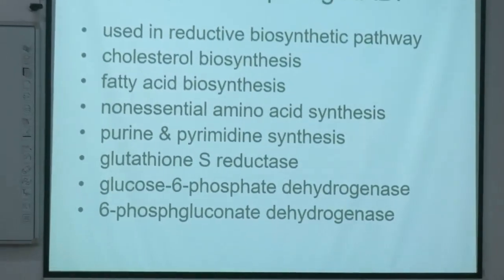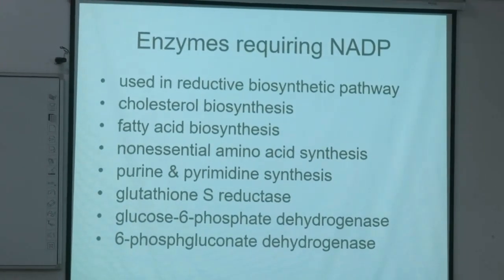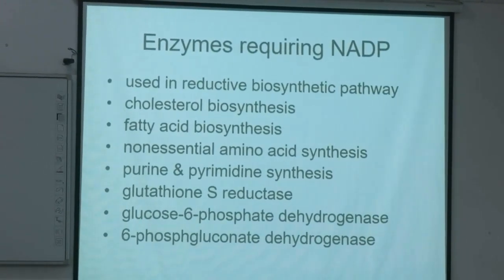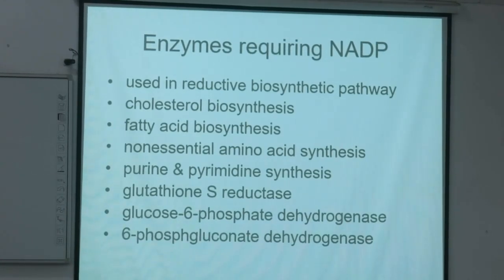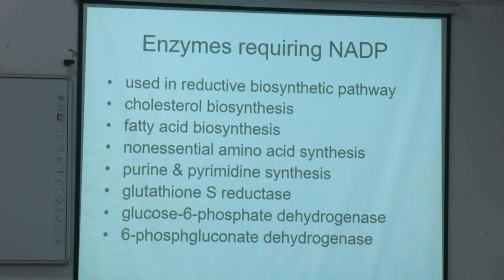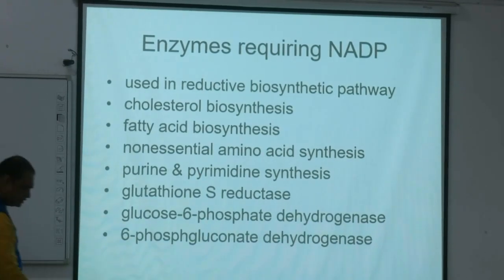NADP is mostly required in reactions which are part of biosynthetic pathways. Say for example, biosynthesis of cholesterol, biosynthesis of fatty acid. So these pathways are called reductive biosynthetic pathways. They require reduction in biosynthetic pathways. There we require NADPH, NADP, etc. Okay. Cholesterol biosynthesis, fatty acid biosynthesis, purine biosynthesis, non-essential amino acid biosynthesis.